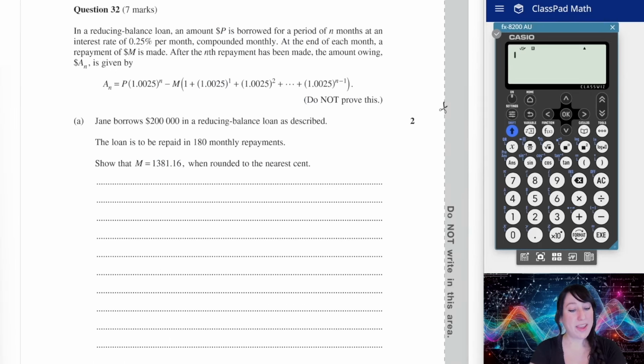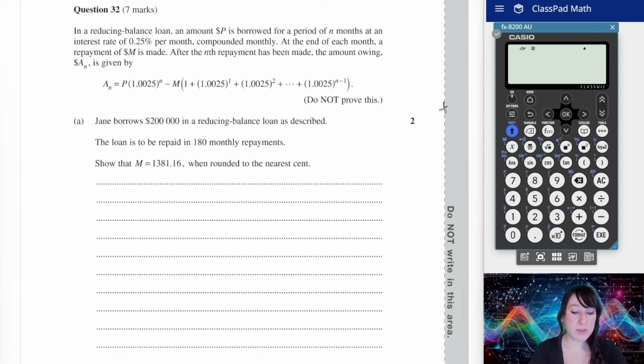Question 32. In a reducing balance loan, an amount P dollars is borrowed for a period of n months at an interest rate of 0.25% per month, compounded monthly. At the end of each month, a repayment of m dollars is made. After the nth repayment has been made, the amount owing, a n dollars, is given by this formula. You've probably done work in the past to create an expression for a n. In this case, they're going to have us do something with it, so they've already provided that to us.